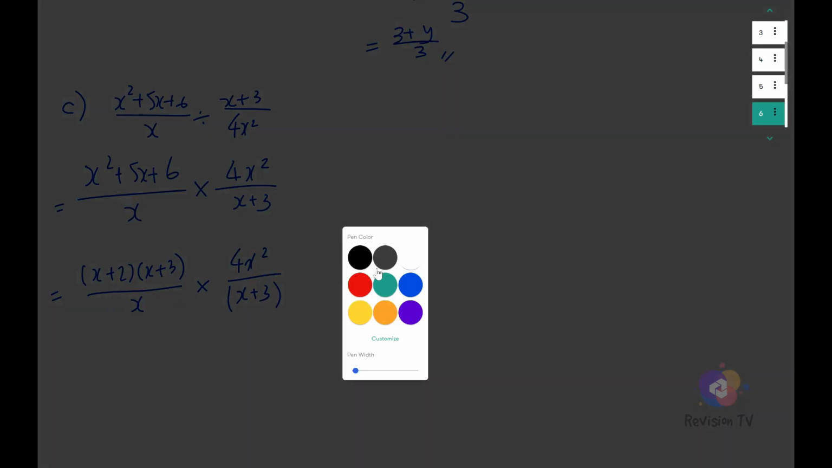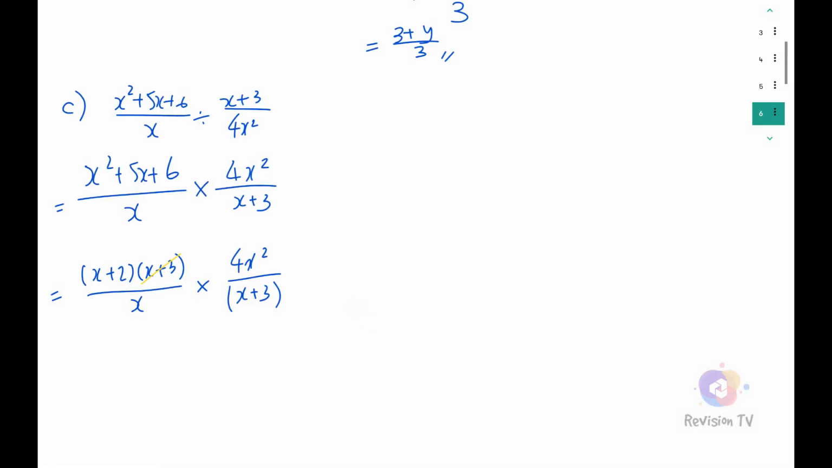Next, we can simplify, cancelling out x plus 3 as a whole bracket. They could go. X and the x squared is just x. So then, my final answer is, now you can see the denominator, everything's gone, so it's just out of 1. So there will be no denominator. The top will just be x times x plus 2.